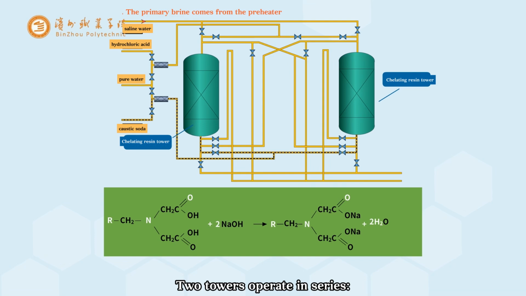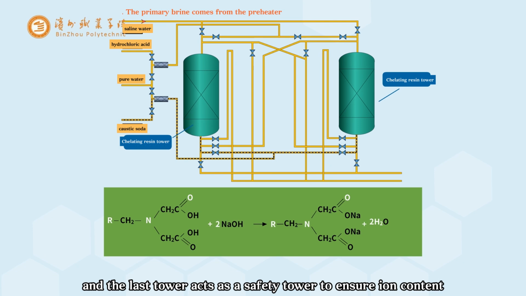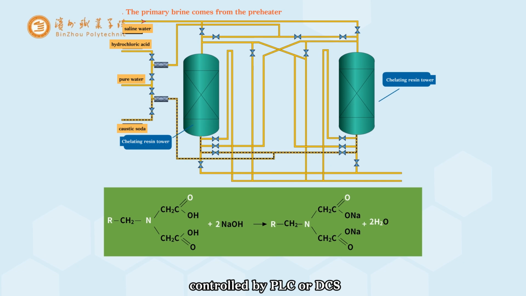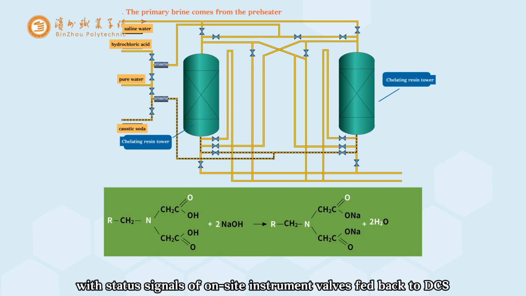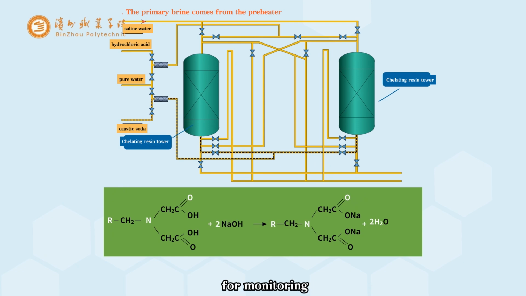Via DCS, towers operate in series. The first tower removes most calcium, magnesium, and other metal ions, and the last tower acts as a safety tower to ensure ion content meets standards. The entire chelating resin adsorption unit is automatically controlled by PLC or DCS, with status signals of on-site instruments and valves fed back to DCS for monitoring.